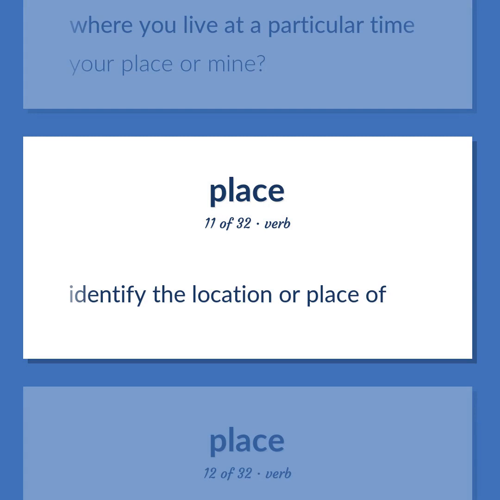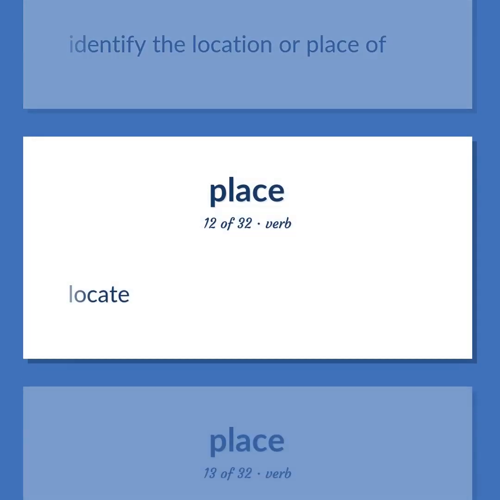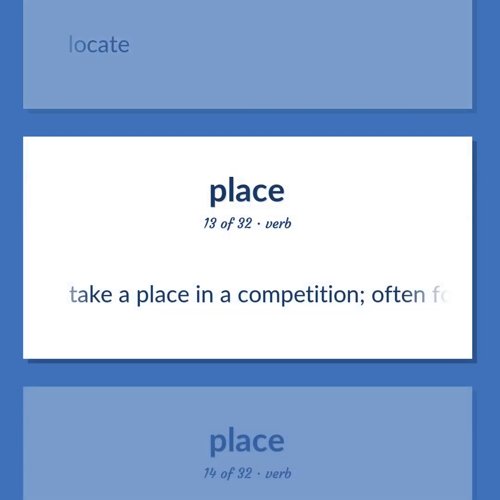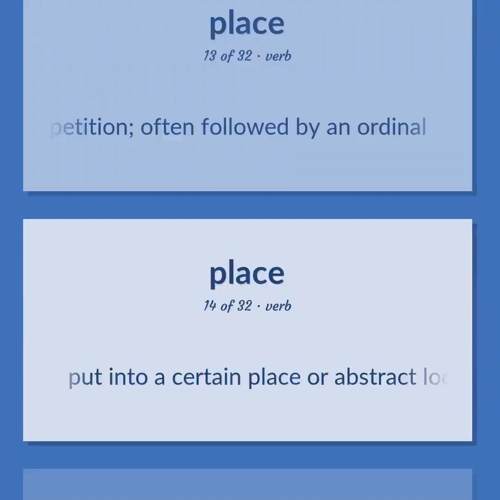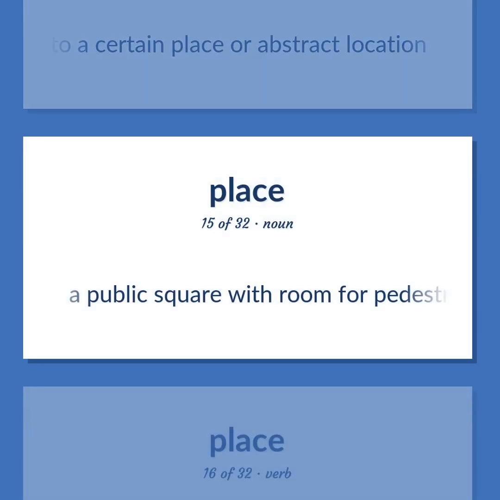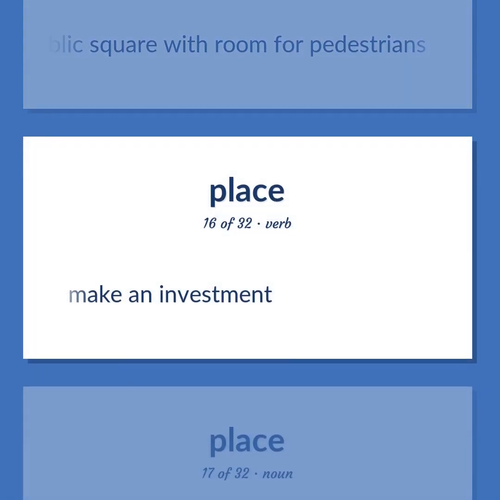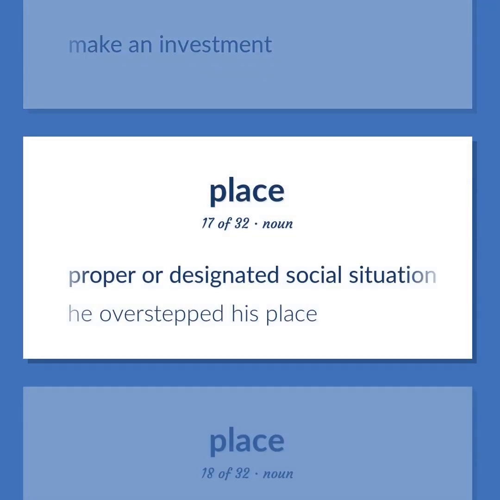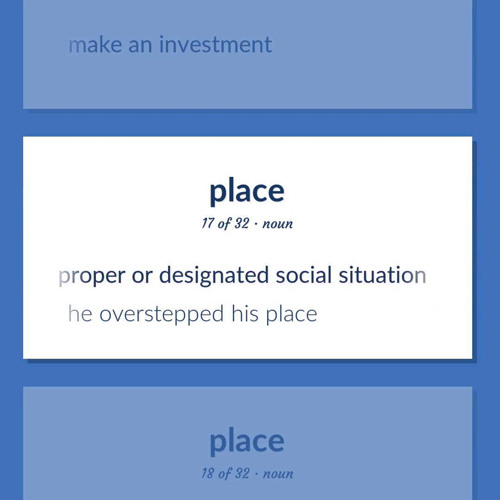Identify the location or place of. Locate. Take a place in a competition, often followed by an ordinal. Put into a certain place or abstract location. A public square with room for pedestrians. Make an investment. Proper or designated social situation. He overstepped his place.